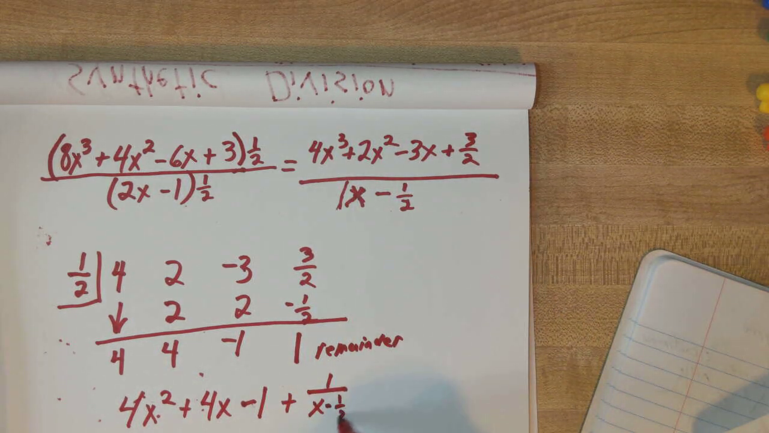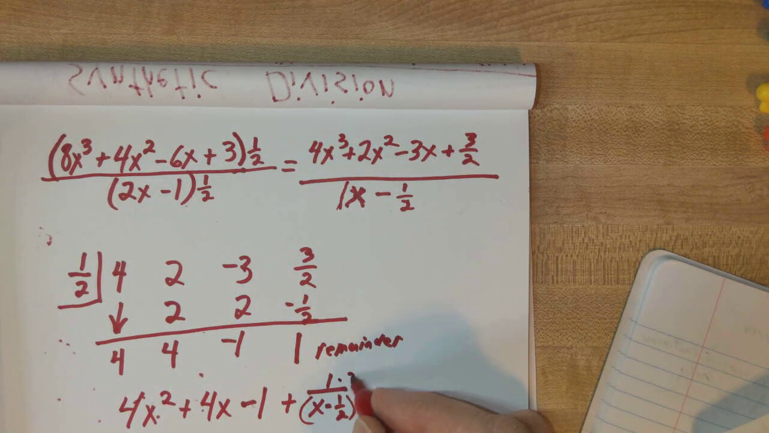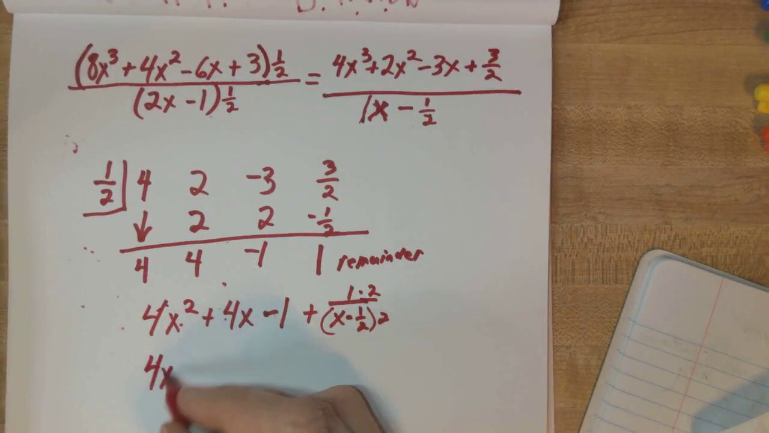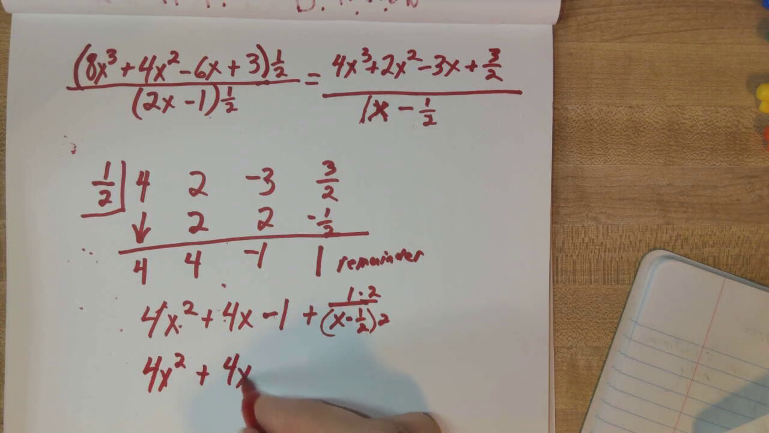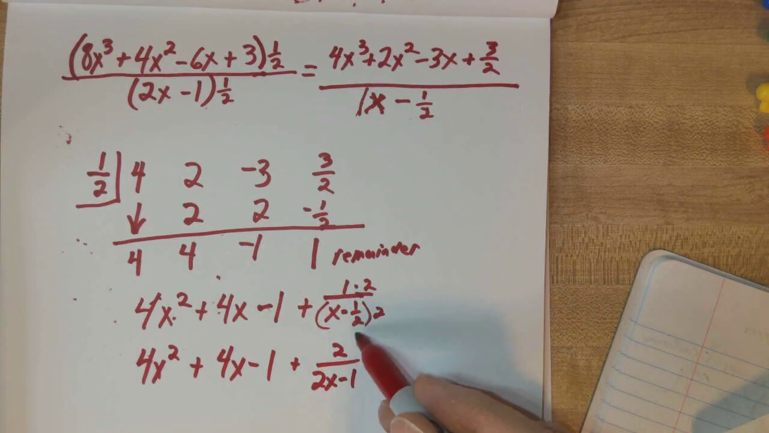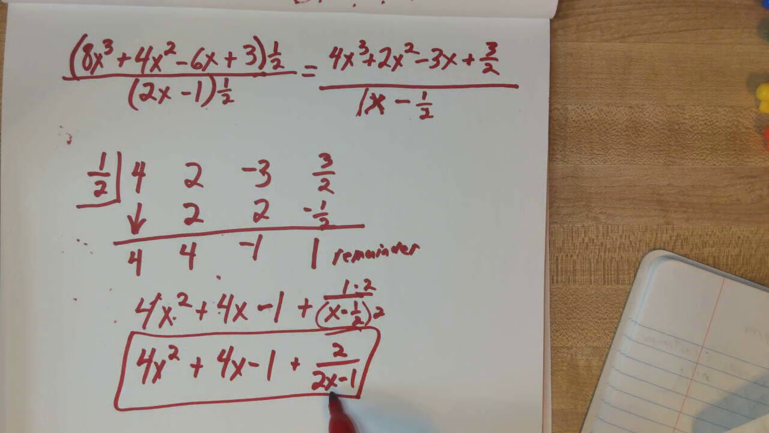X minus 1/2. Now, I want to go back so that it's the original divisor. So when I divided by 1/2 there, let's multiply top and bottom by 2. And then we have 4x squared plus 4x minus 1, and 1 times 2, that is 2. 2 times x, and negative 1/2 times 2 is 1. So there's the answer in terms of the original divisor.